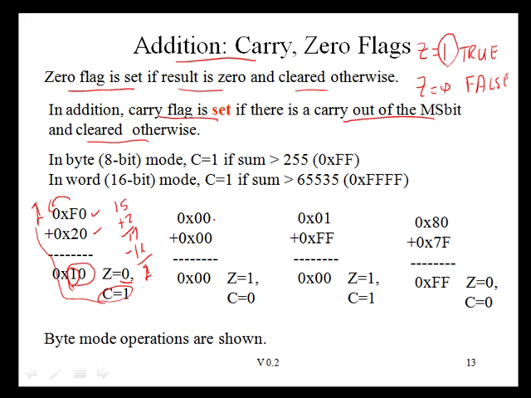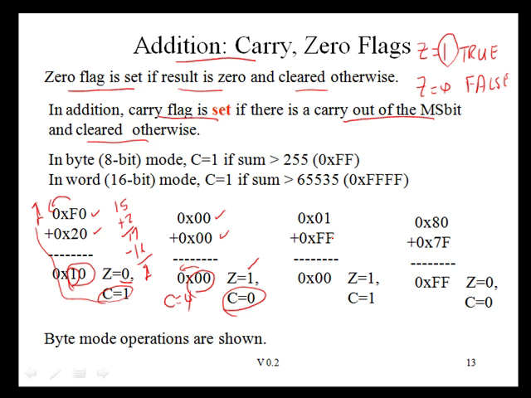0 plus 0 produces 0. This 8-bit result is 0, so the Z flag is set. The Z flag is set to a true value. There is no carry out, so the carry flag here is cleared to 0.